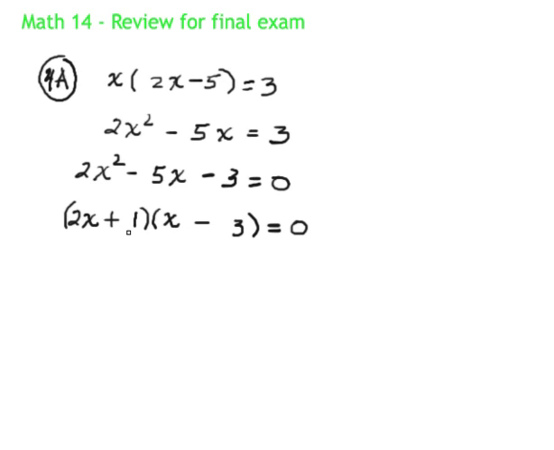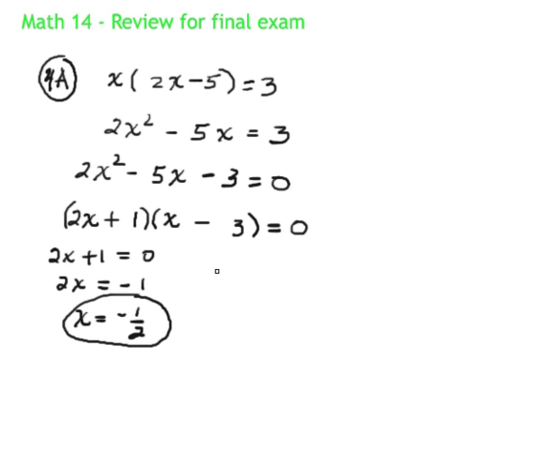Let's check the middle term. Here we have minus 6x plus x. That gives us the minus 5x in the middle. Okay, so this is the correct factorization. And now just set each factor equal to 0. Okay, here we have 2x plus 1 equal to 0. 2x is equal to minus 1, and x is equal to minus 1/2. So that's one solution. And x equal to 3, that's our other solution.